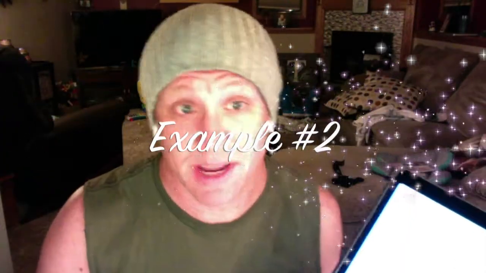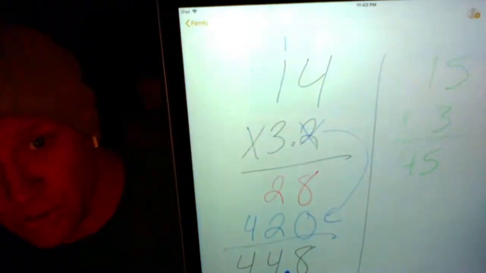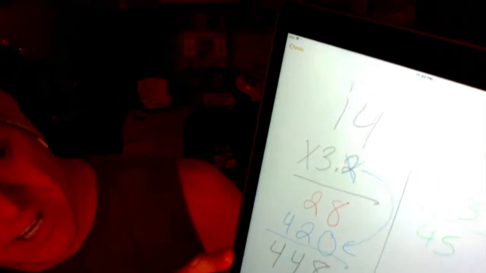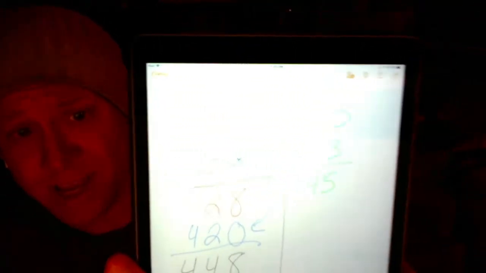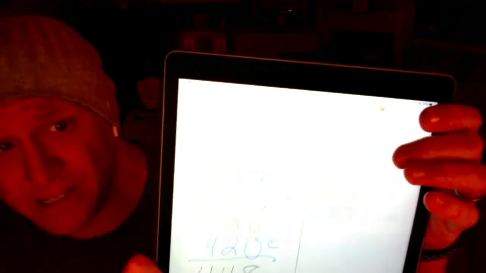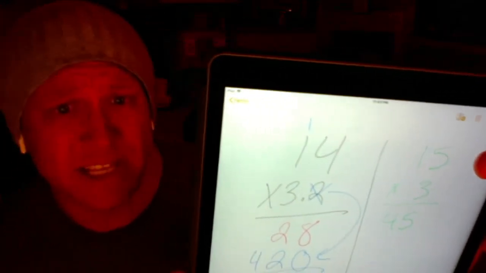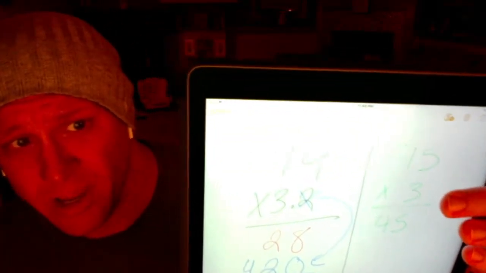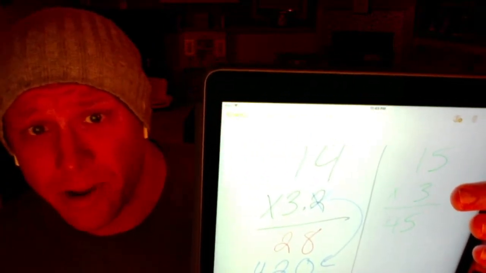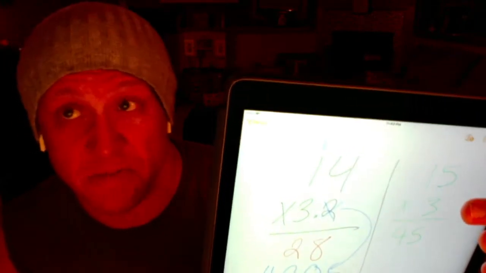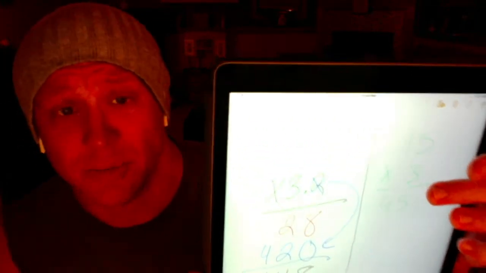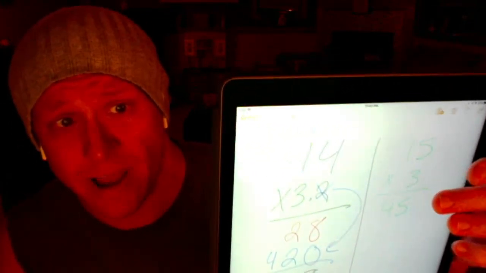Okay, one more example that I want to take a look at. We have the problem 14 times 3 and 2/10. First thing I did was estimate. I said 14 is about 15. 15 is a compatible number. It's easy to work with. And 3 and 2/10 is about 3. So I know that 2 15s is 30, 3 15s is 45. So my answer's got to be somewhere around 45.